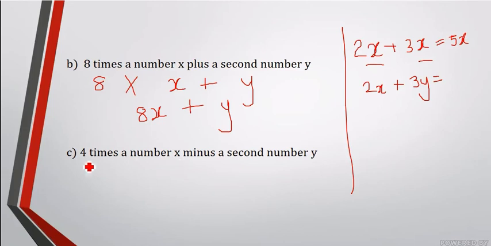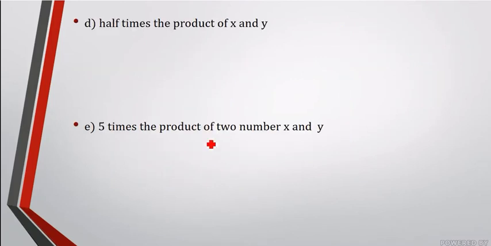Let's continue. If I have 4 times a number x minus a second number y, it will be 4 times a number x minus a second number y. 4 by x will give me 4x minus y. And 4x minus y will be 4x minus y. I cannot add or subtract unlike terms, so it remains like this.